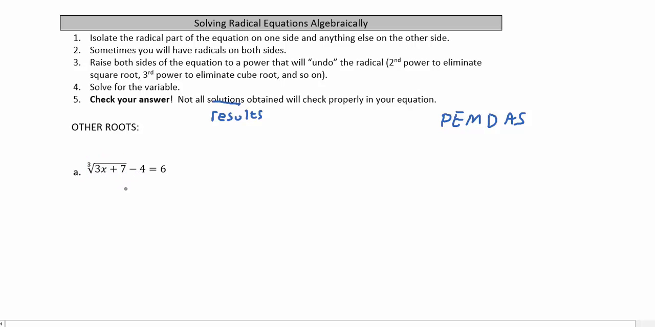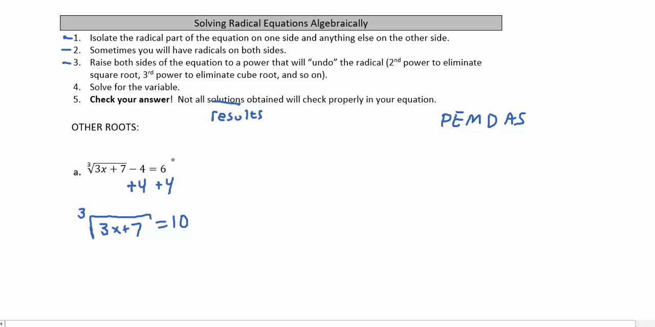So to isolate this, I would just add 4 on both sides of the equation. So on the left-hand side, I will be left with just the cube root of my radicand of 3x plus 7. Minus 4 plus 4 simplifies out as being plus 0. We don't need to write that. And 6 plus 4 is 10. So that's step 1. Step 2 says sometimes you'll have radicals on both sides. I'm not doing any examples like that.